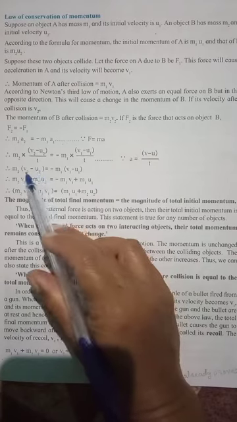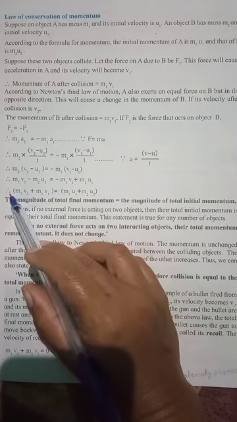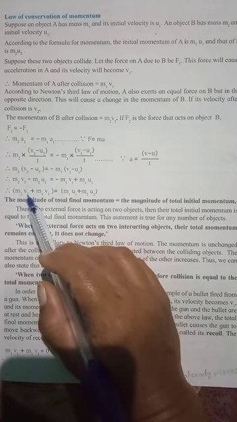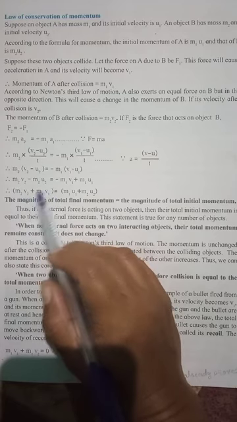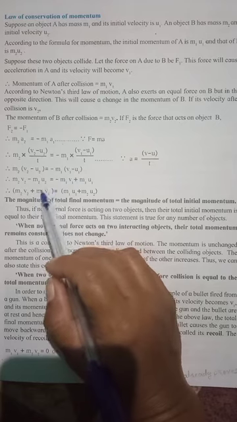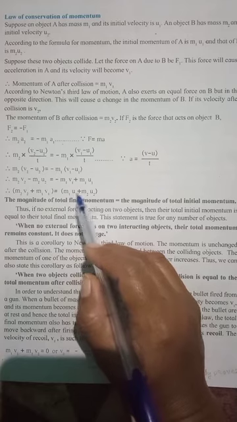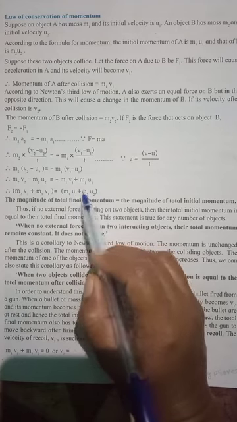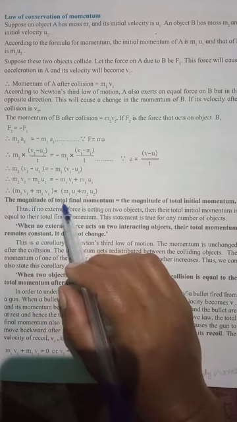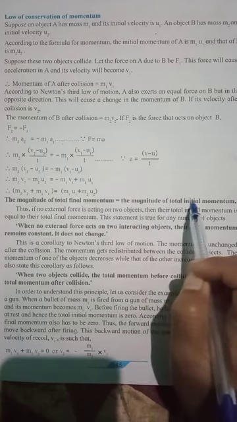So we have to solve this bracket, and we will get this equation. Therefore, m2 v2 plus m1 v1, that is mass and velocity taken to this side of the equal sign, is equal to m1 u1 plus m2 u2. This is the initial momentum of the objects that we have taken to the other side. It means the magnitude of total final momentum is equal to the magnitude of total initial momentum.